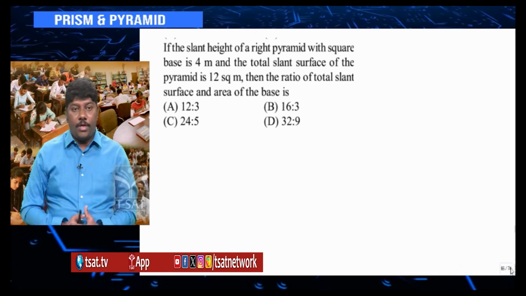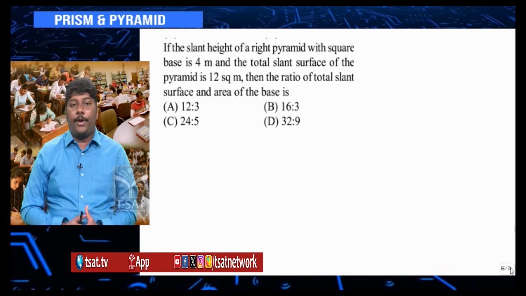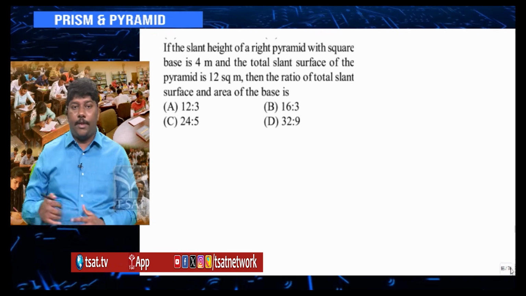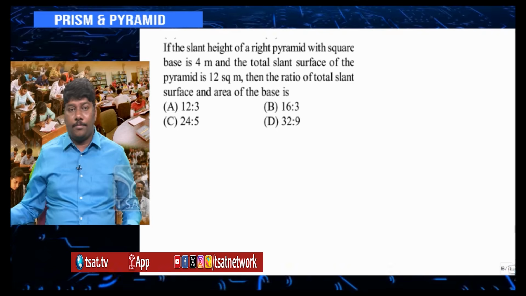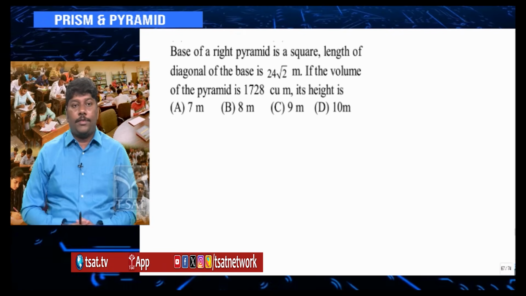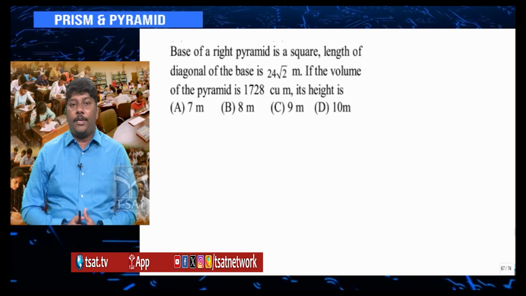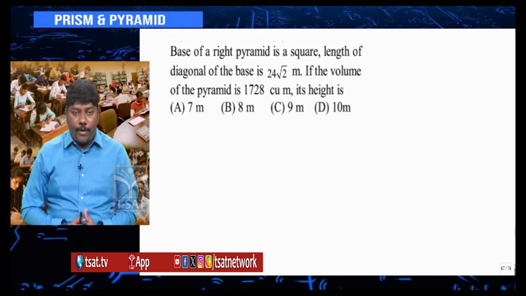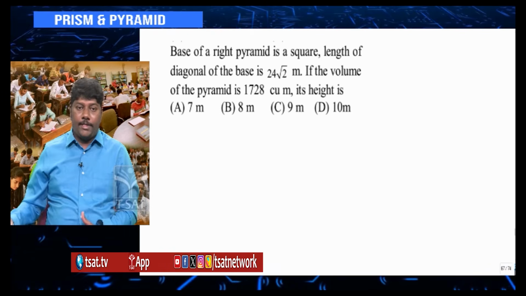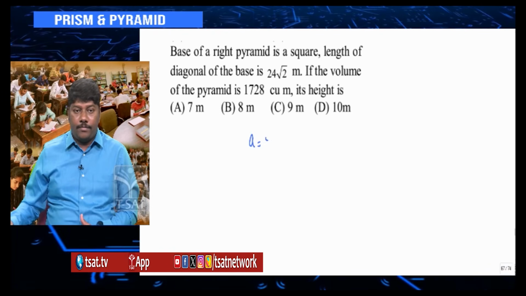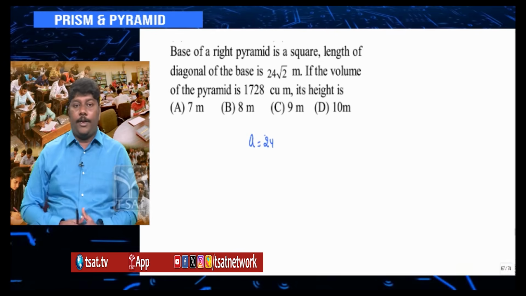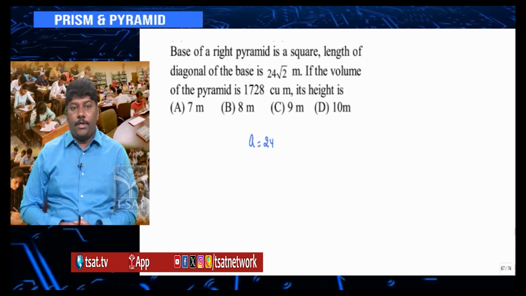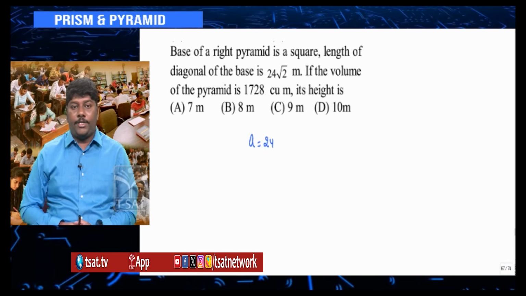Here, if the slant height of the right pyramid with the square base is 4 centimeters, I think they have done this. See this sum. The base of a right pyramid is a square. The length of the diagonal of the base is 24√2. If the diagonal is 24√2, the side of the square is 24. The volume of the pyramid is 1728 meter cube. What is its height?